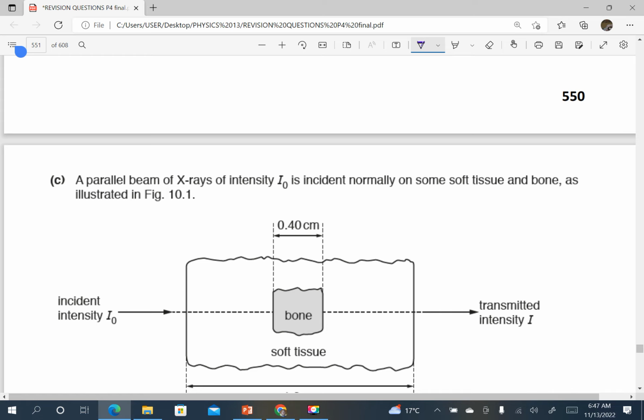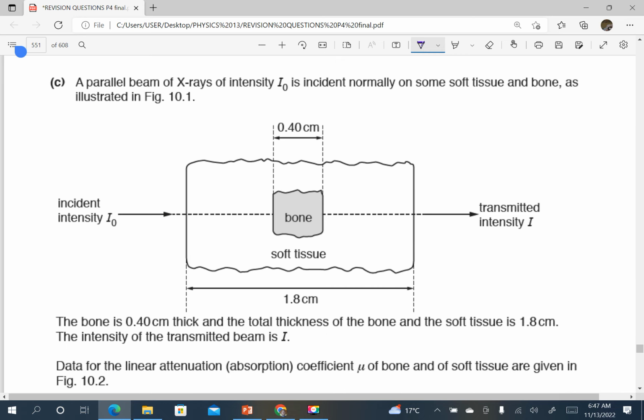A parallel beam of X-rays of intensity I naught is incident normally on some soft tissue and bone as illustrated here. So you can look at the figure. We have intensity incident on the soft tissue. It goes through soft tissue, passes through bone, and it is transmitted. The transmitted intensity through the other side is I.